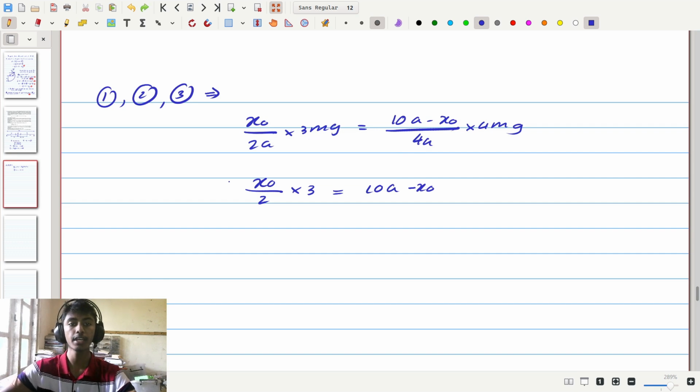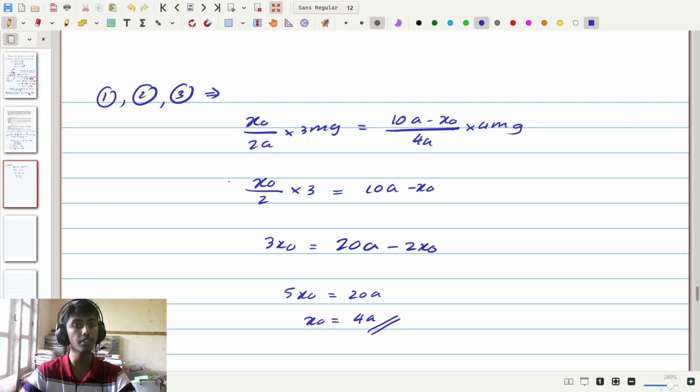So then if we multiply both sides by 2, we're going to have 3x0 equal to 20a minus 2x0. Taking the x0 to the other side, we have 5x0 equals 20a, and that means that x0 is equal to 20 over 5a, which is going to be 4a. So x0 is equal to 4a.